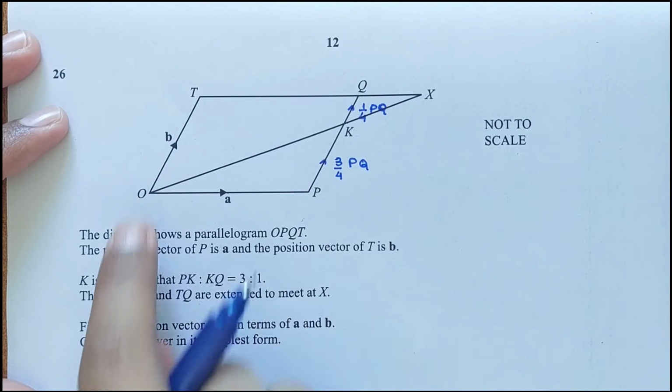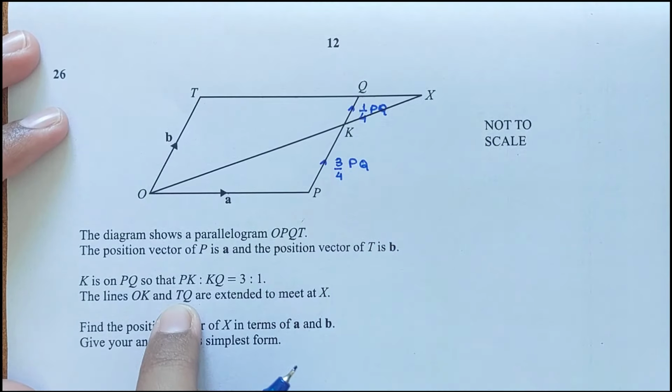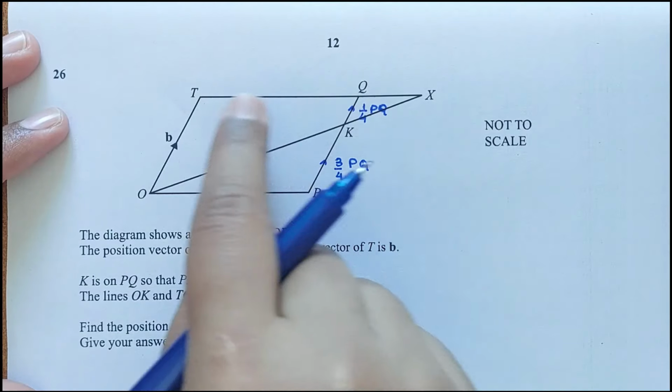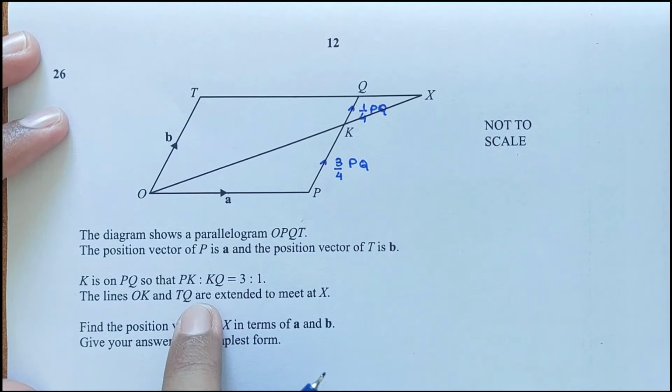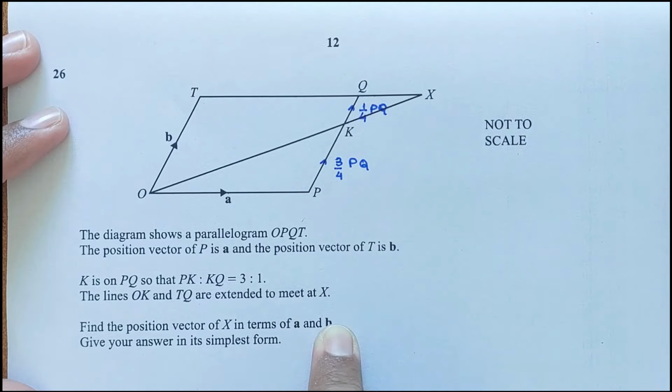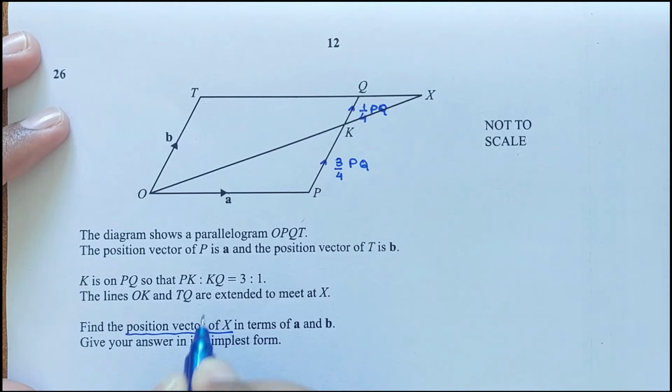The lines OK and TQ are extended to meet at X. Find the position vector of X in terms of A and B. Give your answer in its simplest form. The position vector of X is basically what we have to find, OX.